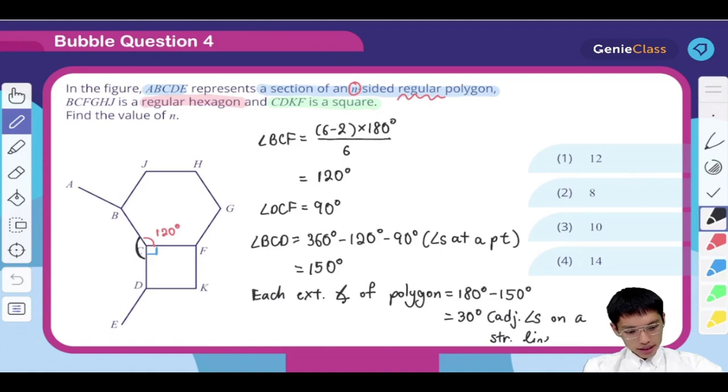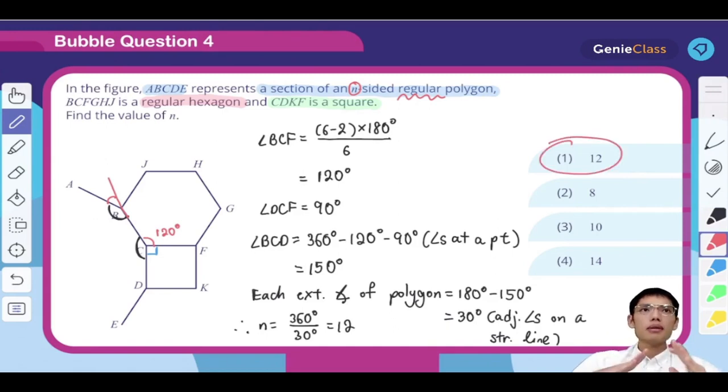Okay, how do I visualize this? Let's say this is my angle. The exterior angle, recall, is just this angle over here. Then after that, I think most of you got it, n is 360 over 30, which is 12. So that's where I have answer number 1.